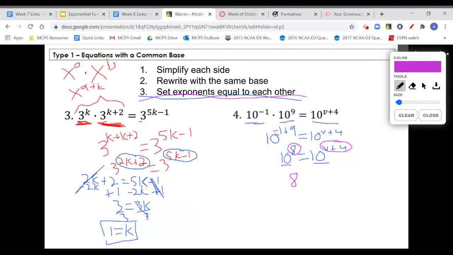Not plus, that's equal. Okay. 8 is equal to v plus 4. And then this one is actually relatively simple to solve. The only thing that's in the way of v being alone is this plus 4. So if I subtract 4 from both sides, that already takes me to my answer of 4 equals v.